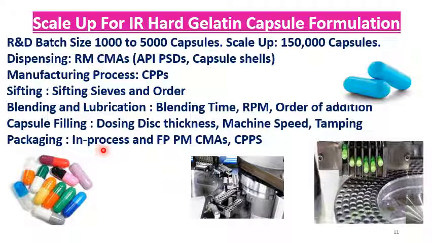Then coming to the packaging. For packaging, the in process pack for dispensing, in process pack for keeping the blend, finished product, and also the filled capsule and empty capsule will be there. Then FPPM, that means the finished product packaging material CMAs. That means if you are packaging the capsule into alu blister, then thickness of the alu foil will be a critical material attribute. Then CPPs will be machine speed and the sealing temperatures. Sealing temperature and forming temperature, depending on the packaging. So these will be the CPPs.